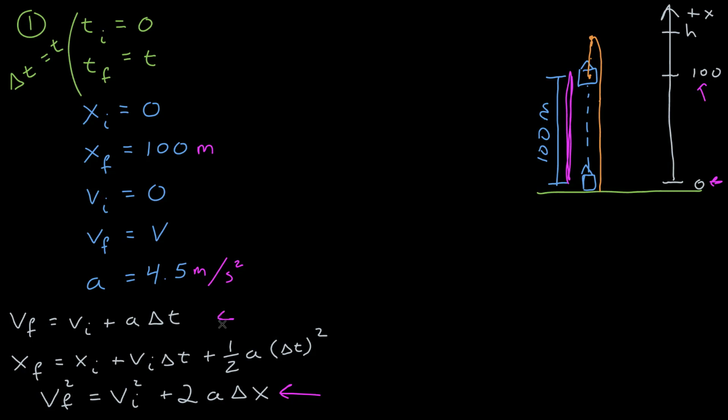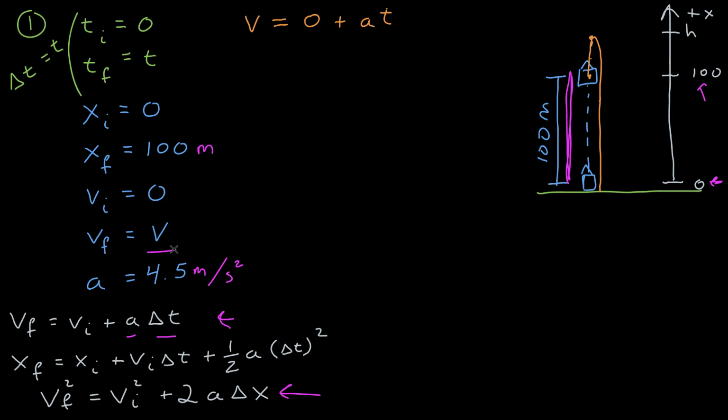If I look at the first one, I don't know v final, I do know the initial velocity, I know the acceleration, and I don't know the time difference. So there are two unknowns there. I can put into that relationship what I do know. So the final velocity I've just represented as v here, and that's equal to the initial velocity, which is 0, plus the acceleration times time.